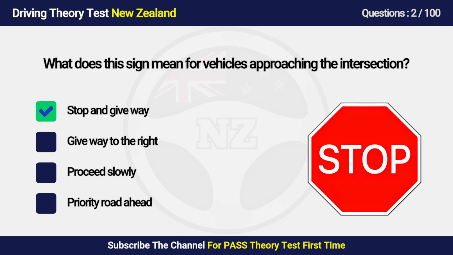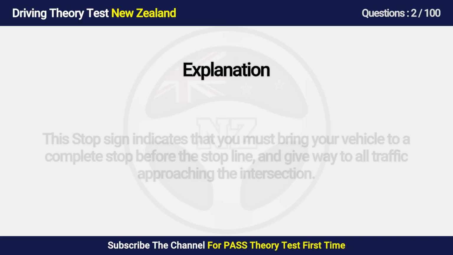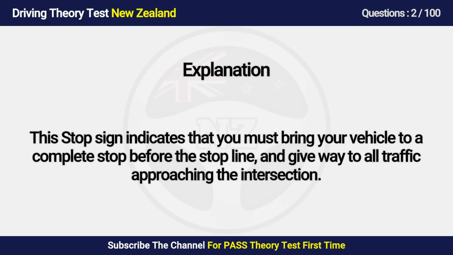Answer is A. Stop and give way. This stop sign indicates that you must bring your vehicle to a complete stop before the stop line and give way to all traffic approaching the intersection.